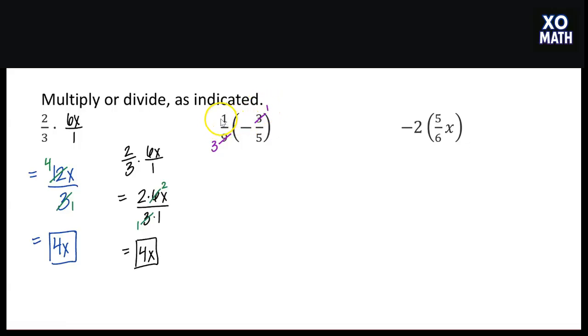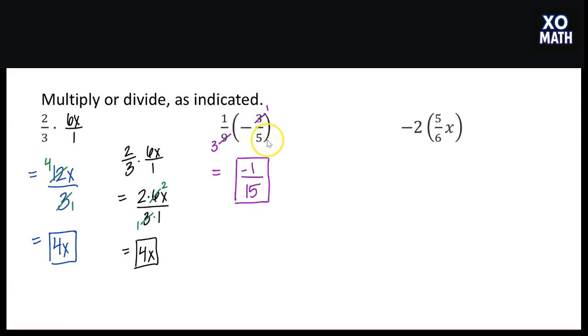So now what we have is 1/3 times -1/5. So we can multiply the 1 and -1. We'll attach the negative to the numerator in this case. So 1 times -1 is -1. And then we'll have 3 times 5. So 3 times 5 is 15. So we end up with -1 over 15.